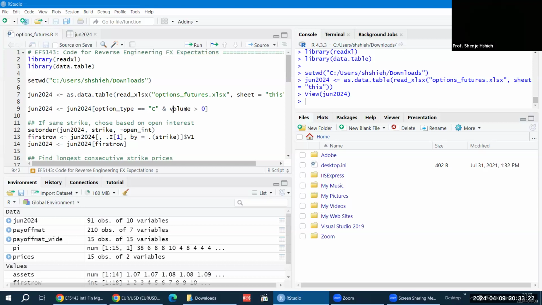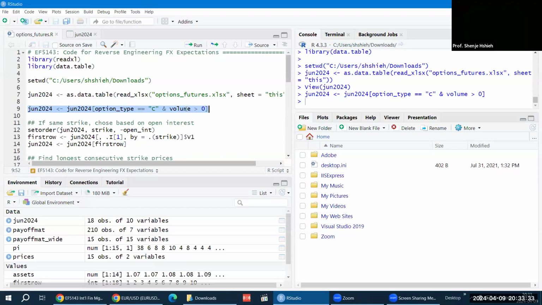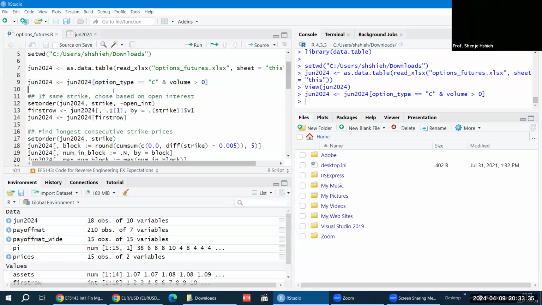If it's being traded, I suspect that those being traded are what people believe. If it's not being traded, I think it's just speculation, probably 0% likely. So I'm restricting myself to only call options and only those with positive trading volume. Here I am filtering on that.